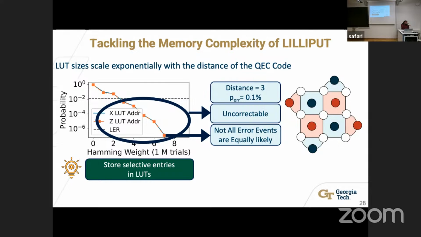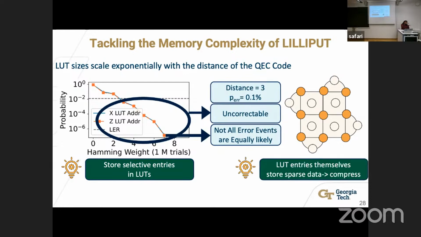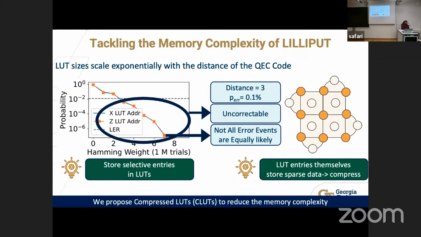The next part of it is this. Look more carefully into this surface code lattice. Each cycle, what you're trying to do is assign errors to one of those 9 data qubits. But remember, this is a code of distance 3. It can only correct up to 1 bit of error, which means you won't be assigning too many errors, right? What this means is that the data inside the lookup table entries are quite sparse, so why not compress them? That's how we proposed compressed lookup tables, to reduce the memory complexity.